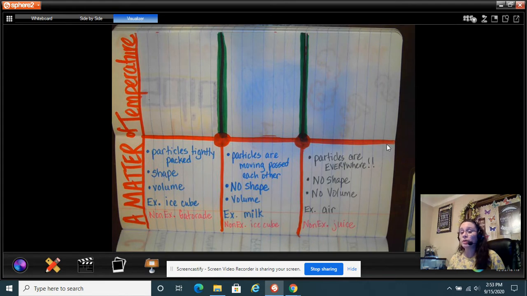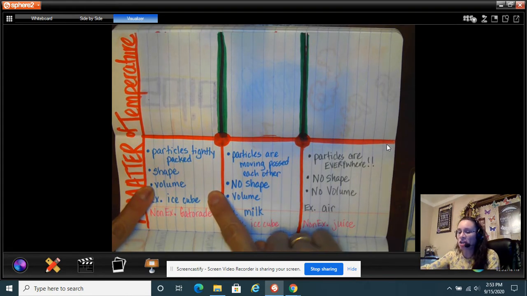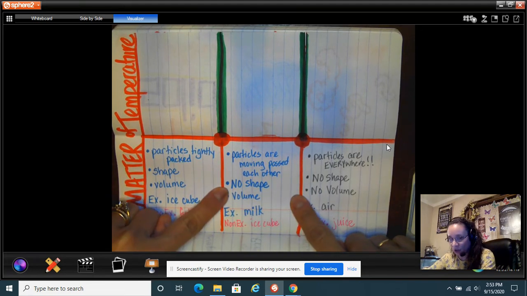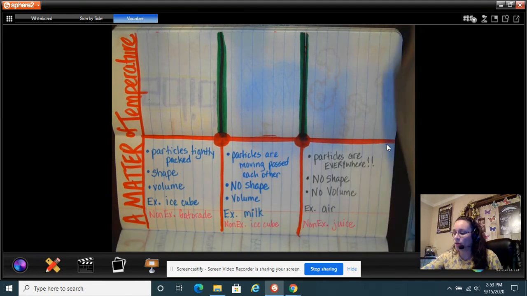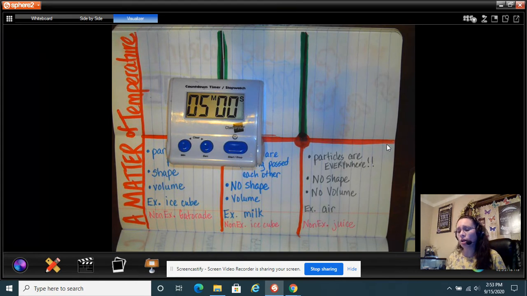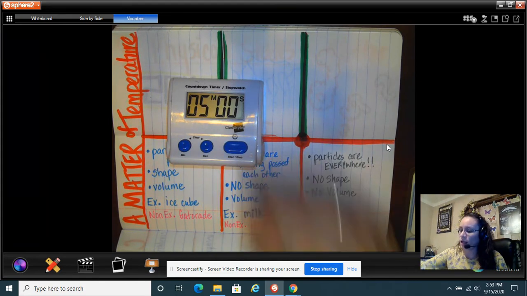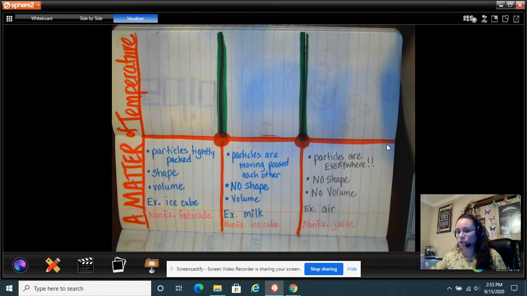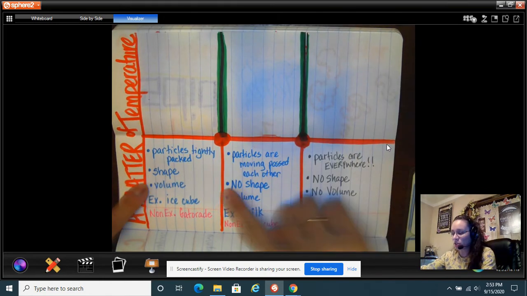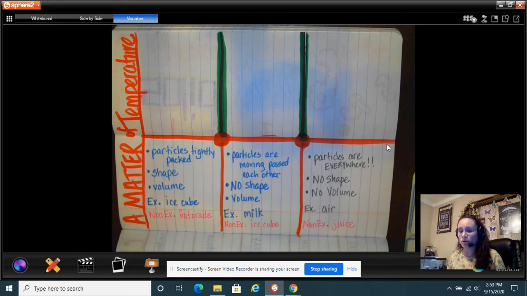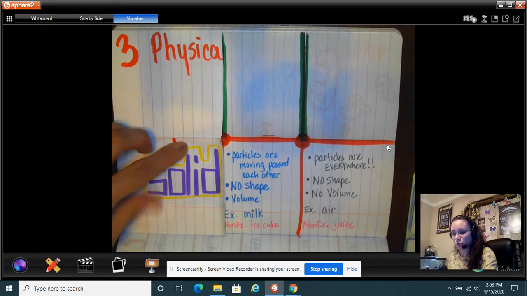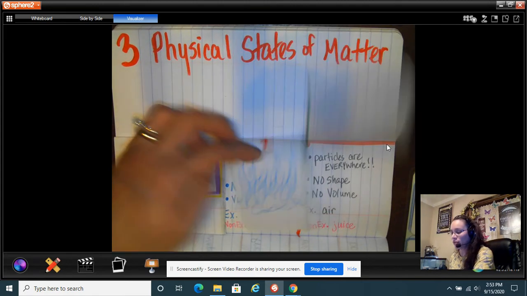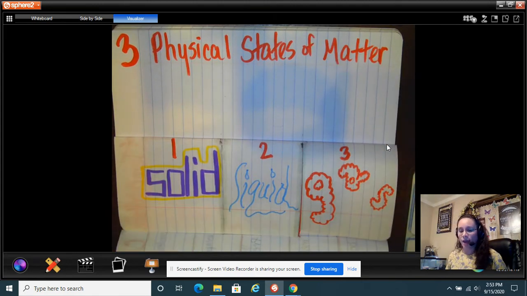Your experiment is going to be about the solid ice cube changing state into a liquid. We're going to use a timer to time how long it takes that cube to melt. That's why your journal has these specific three states of matter, because that's what you're learning this week. The three states of matter are the solid, the liquid, and the gas.